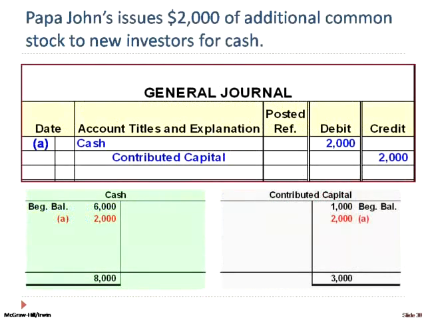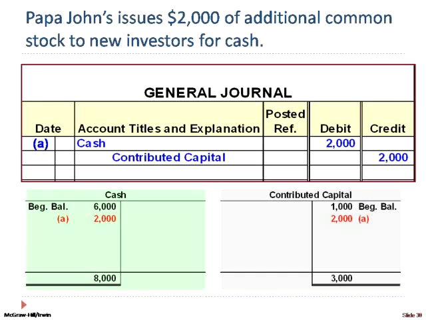Part 1. Recall our first transaction where Papa John's issued $2,000 of additional common stock to new investors for cash. We first record this transaction in the general journal. We debit or increase the cash account for $2,000 and credit or increase contributed capital for $2,000.